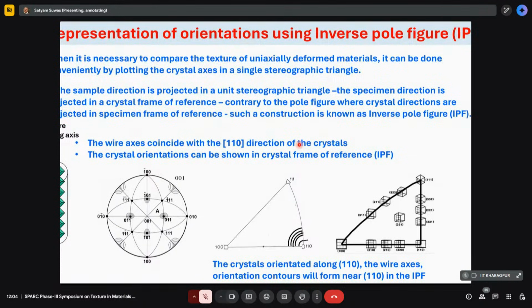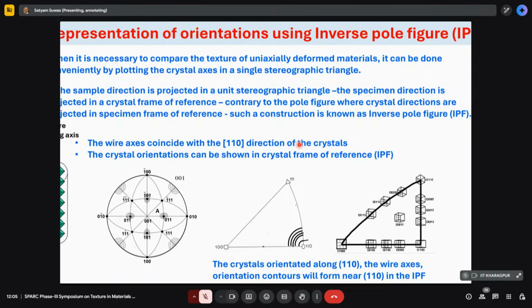Now there is another thing that we use quite often, inverse pole figures. Actually, inverse pole figures are basically opposite to pole figures. In pole figures, we present crystal directions in the specimen frame of reference, right? Because we already fixed the pole figure so that the center is ND, one side is TD and the top side is RD. And now we see how the crystal directions, crystal plane normals are aligned with respect to these 3 directions. So that is the pole figure.